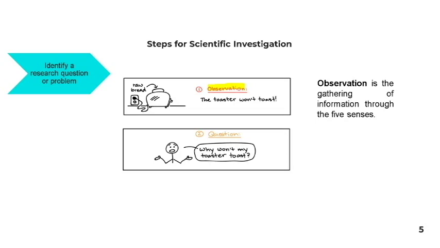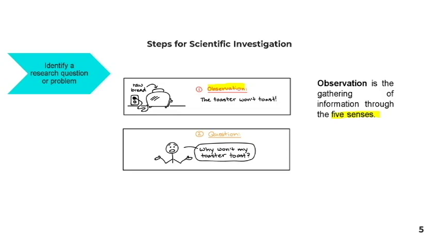Now, what do we mean when we say observation? Observation is the gathering of information through the 5 senses. What are these 5 senses? We have your sense of sight, sense of touch, sense of hearing, sense of taste, and smell. All these senses must be used in order for you to gather information around you. Once you have used these observations, you can now ask questions based from your observation.